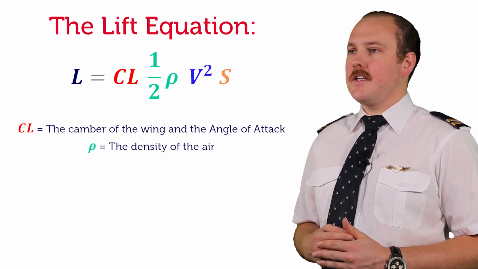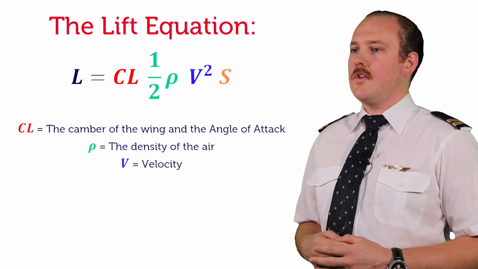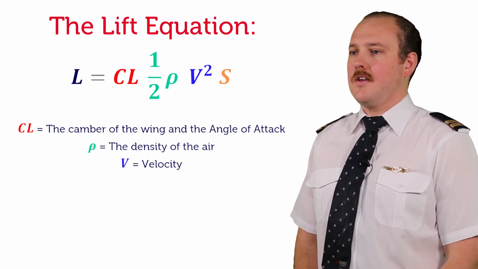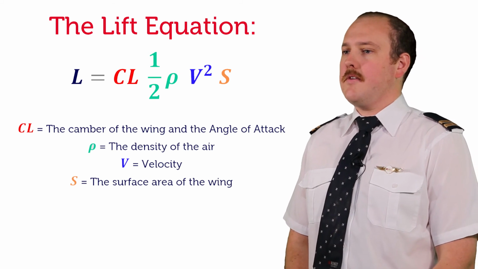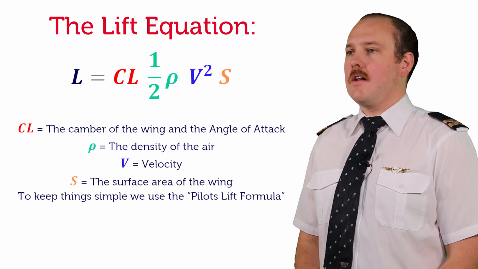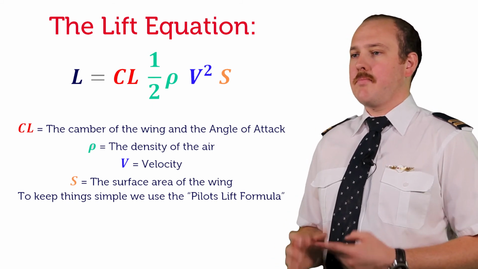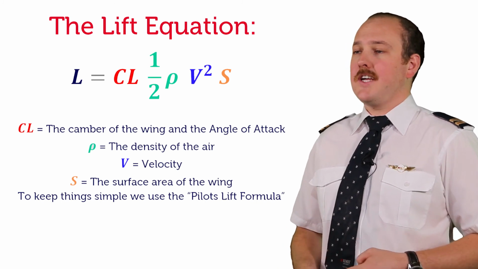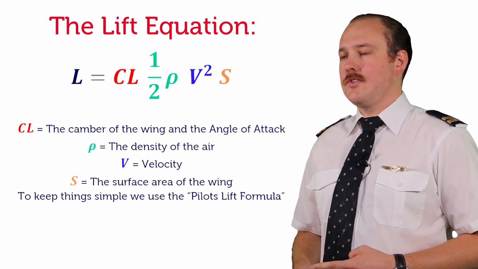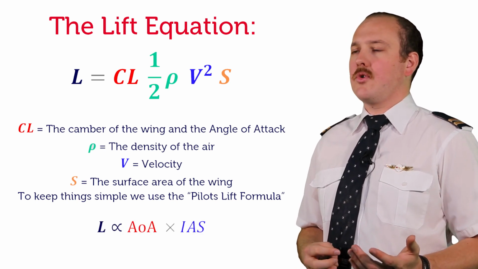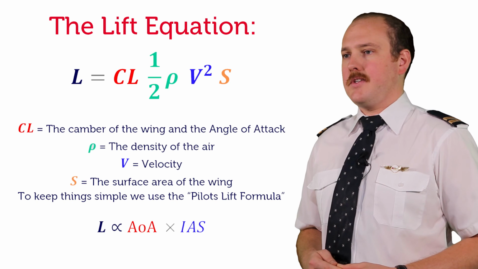Half rho is the density of the air. V squared is the velocity, so that's how fast our aircraft is travelling. S is the surface area of the wing. But to keep things simple, we can use the pilot's lift formula. We can break those components down into the things that we can actually change as pilots. We can't change the density, and we can't change the surface area of the wing. So we can now say that lift is proportional to the angle of attack times the indicated airspeed.